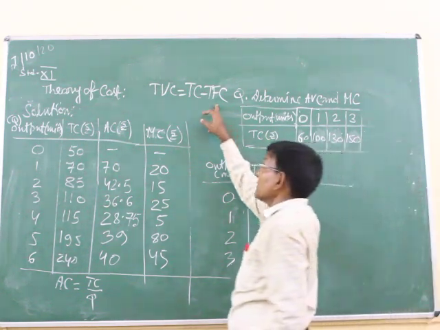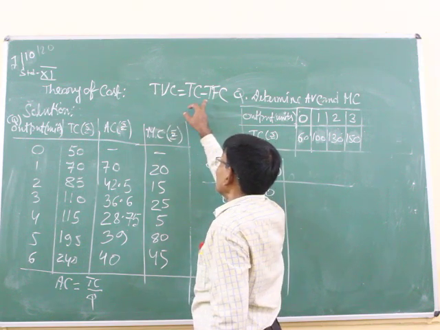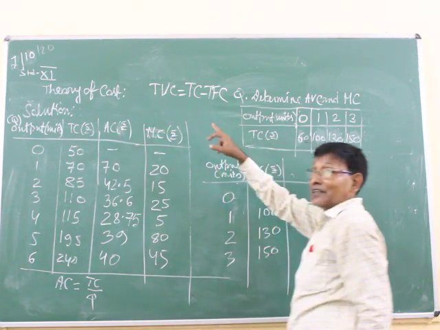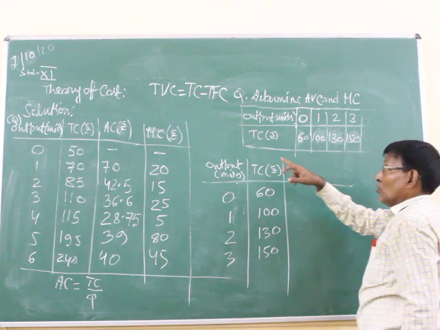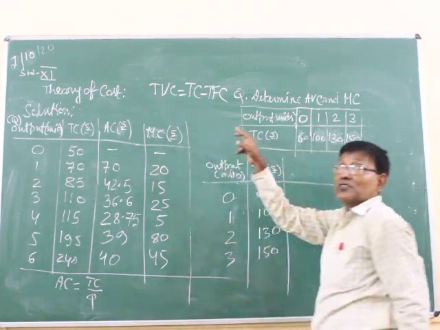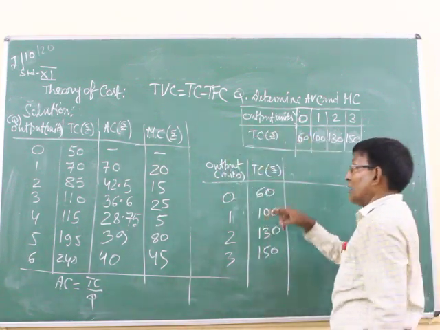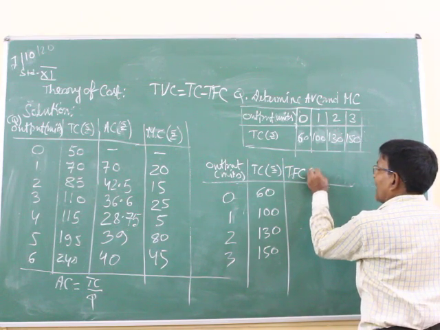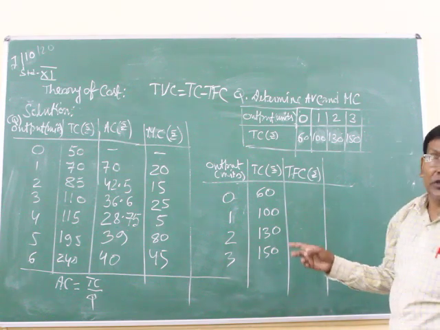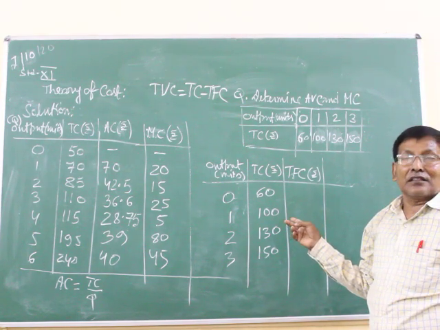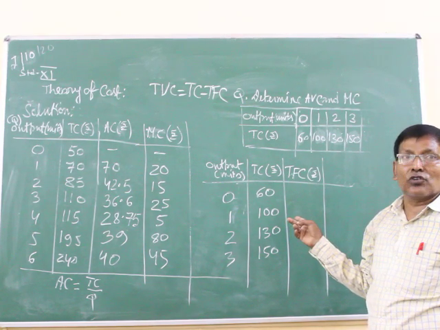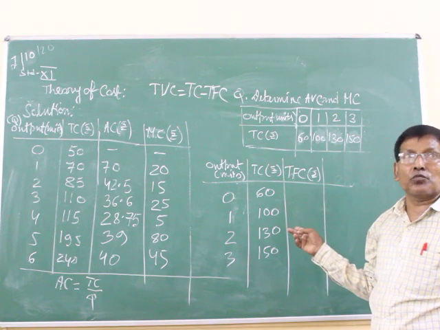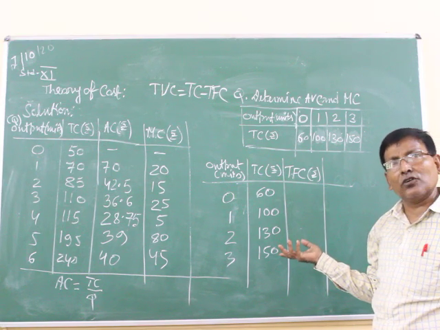So in this equation, two unknowns are there. One is TFC and another is TVC. So we have to convert two unknowns into one unknown. How can we do it? One criterion is there. At zero level of output, TFC stands for the cost which will be incurred, which will not vary with the level of output. Whatever the production, it is zero.